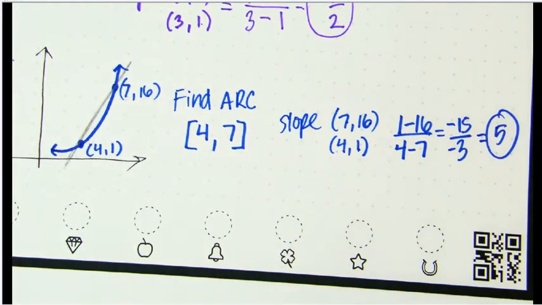So the average rate of change is 5. It's positive. Okay, not bad, right? Now, a couple things to remember when we had slope. The larger the number or the further away from 0 our number is, the bigger the rate of change is, right? The steeper our line's going to be.